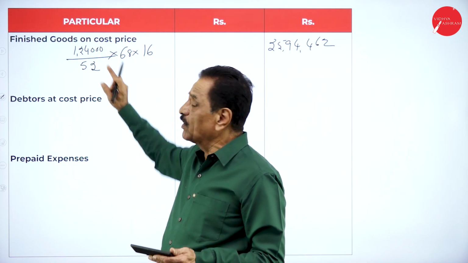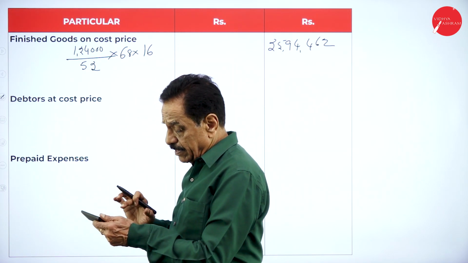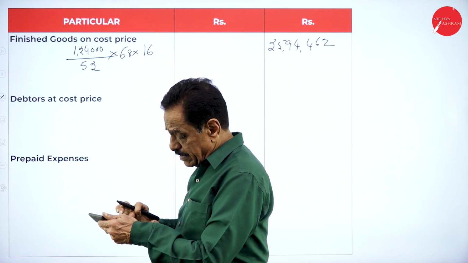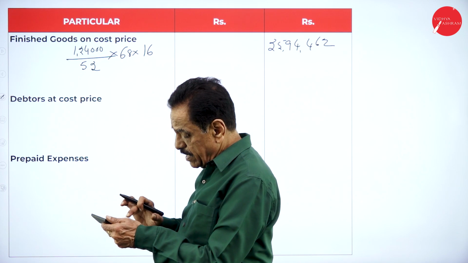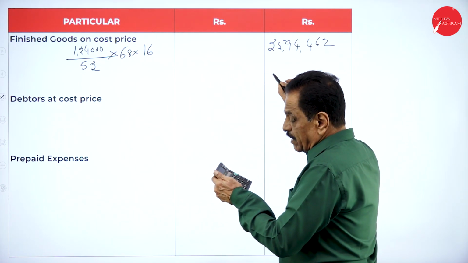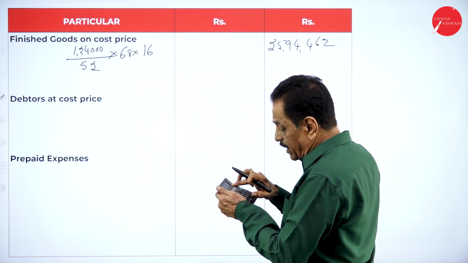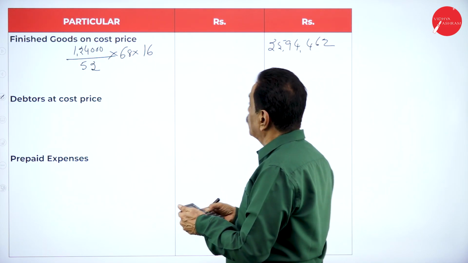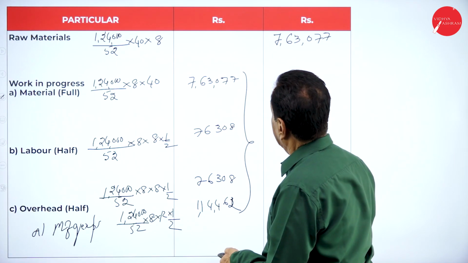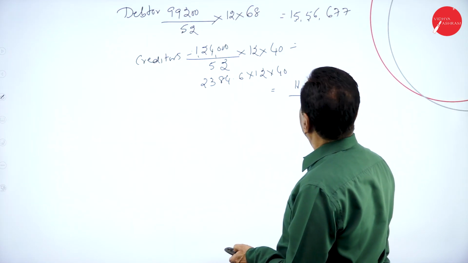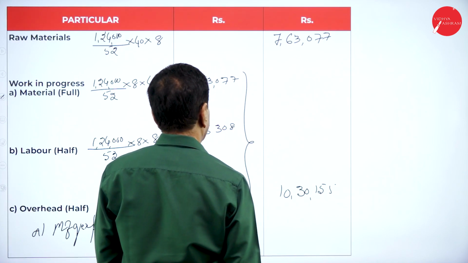Once again, 1,24,000 because production is more, divided by 52 into 16 into 68, which is 25,94,462. Debtor at cost price, you already calculated. Debtors, creditors. Here, debtor at the cost price is 15 lakh 56,667.